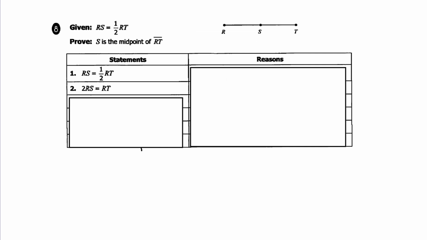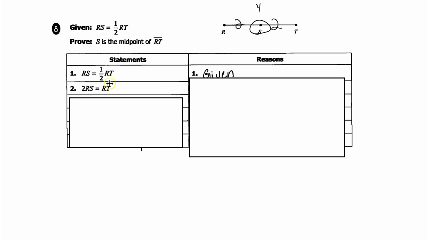All right, so RS equals 1/2 of RT. So basically it's saying that RS is half of RT. So when you think about it, if this was 4, and this is 2, that's half. What does this have to be? 2. So what does that make S? It makes it the midpoint. So how do we know this first statement? Well, it is given to us.